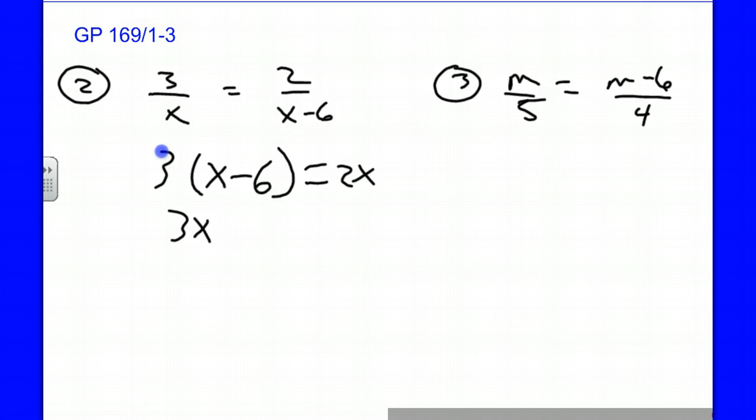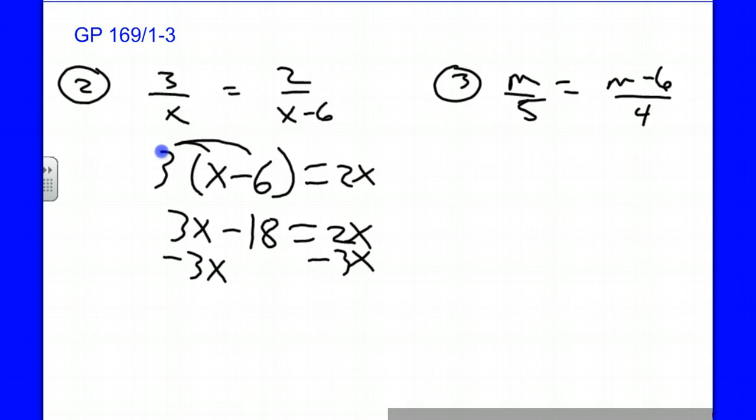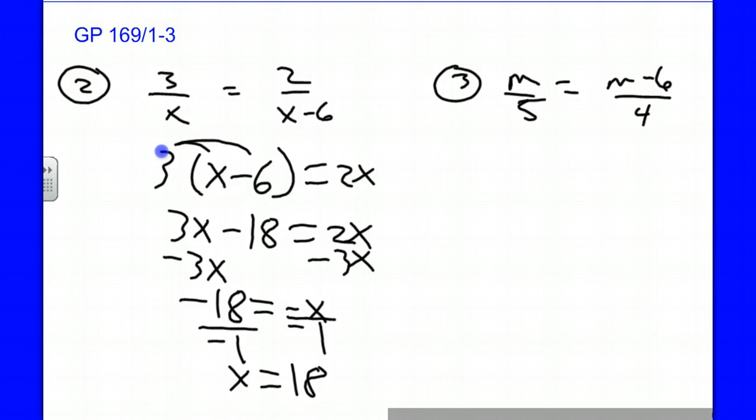Okay, so he brought the entire x minus 6 up and multiplied it to 3. Now he's distributing. He's collecting his variables to one side. And because the variable is negative, he's dividing by -1. So x equals 18. Thumbs up if you agree. Good, good job. And how about 3? Does somebody want to volunteer there? Okay, Dylan?